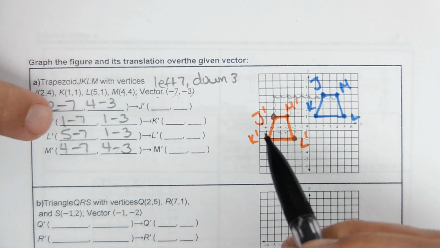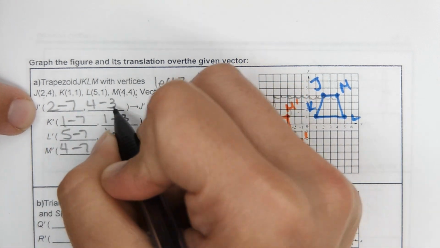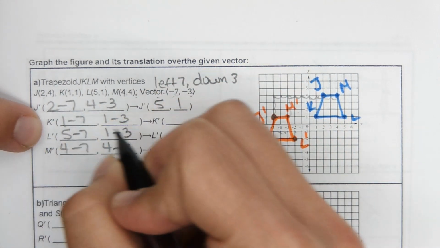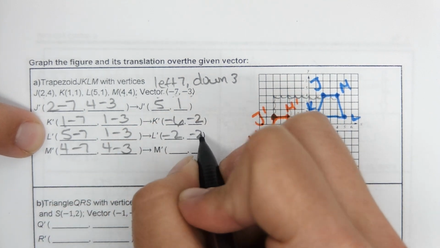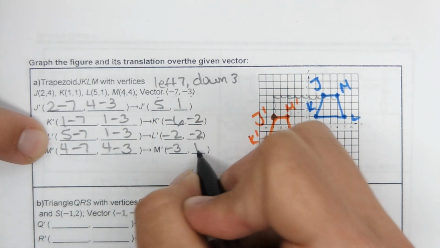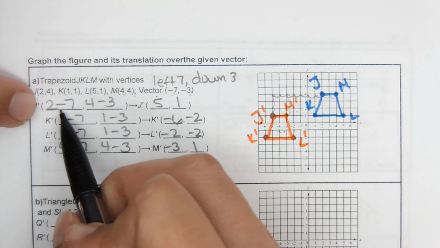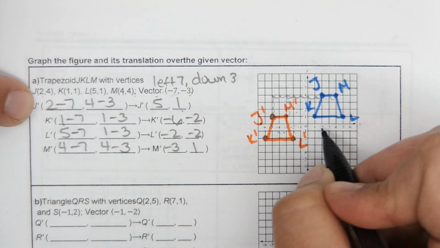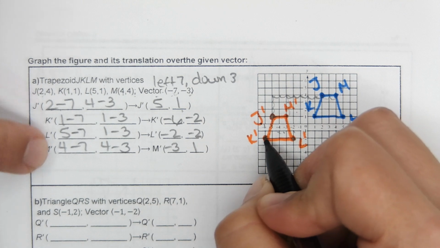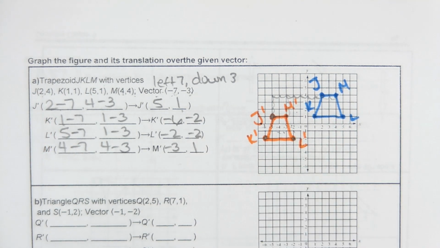And then I can use math to find the same coordinates that I graphed. So 2 minus 7 would be negative 5. 4 minus 3 is 1. Negative 6, negative 2, negative 2, negative 2, negative 3, 1. So I just use math to find these points, and then I'm just going to make sure that those are the ones I graphed. Negative 5, 1, negative 6, negative 2, negative 2, negative 2, and then negative 3, 1. Cool. So it works.